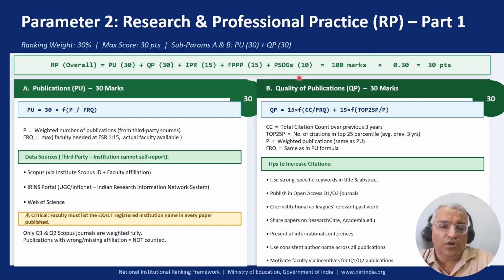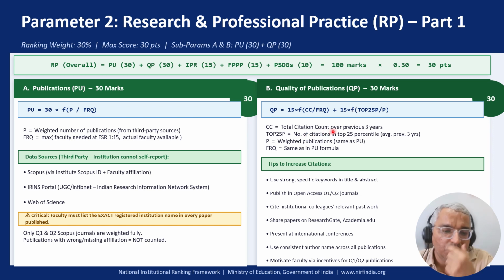The parameter B is quality of publications, which again carries 30 marks weightage. It has two parts. One is for 15 marks, another is also for 15 marks. The first half is nothing but the citations per faculty. FRQ is the faculty required as per SFR 15. The second half of the equation is citations in quartile 1 journals divided by number of publications. So it is basically citations per publication, but these citations are for quartile 1 journals.